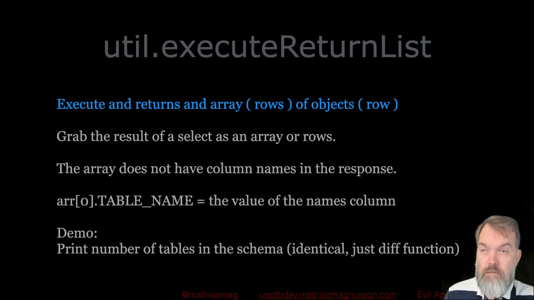Well, this array does not have an array of columns. It has named columns. So, like we see in the example here, on the array on index 0, there is a dot table name because we had table name as one of the columns we were selecting. So we get that back, and we can just pull it out by naming the table name or the column alias that we used.